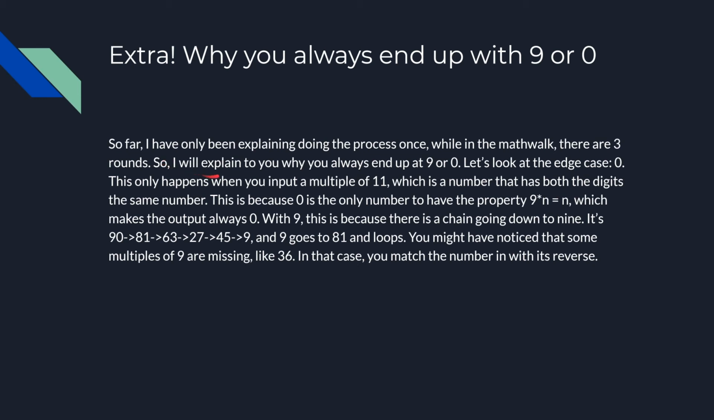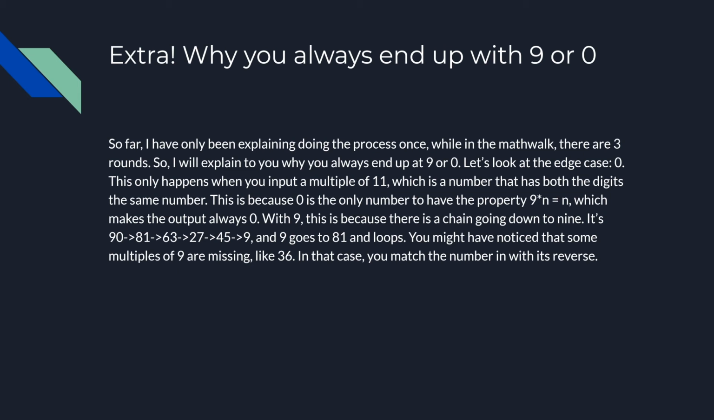So I will explain to you why you always end up at 9 or 0. Let's look at the edge case 0. Not many numbers end up at that. This only happens when you input a multiple of 11, which is a number that has both digits the same number, like 11, 22, 33, 44, all the way to 99.